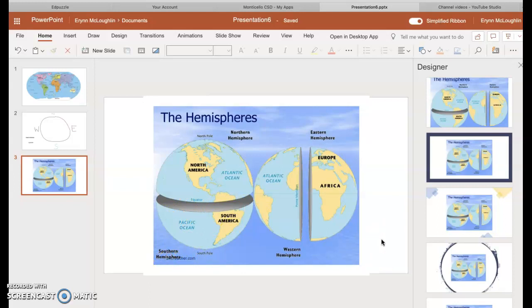There is also a line that runs from the north to the south, an imaginary line. That line is called the prime meridian. This prime meridian breaks the globe up into the western hemisphere and the eastern hemisphere.